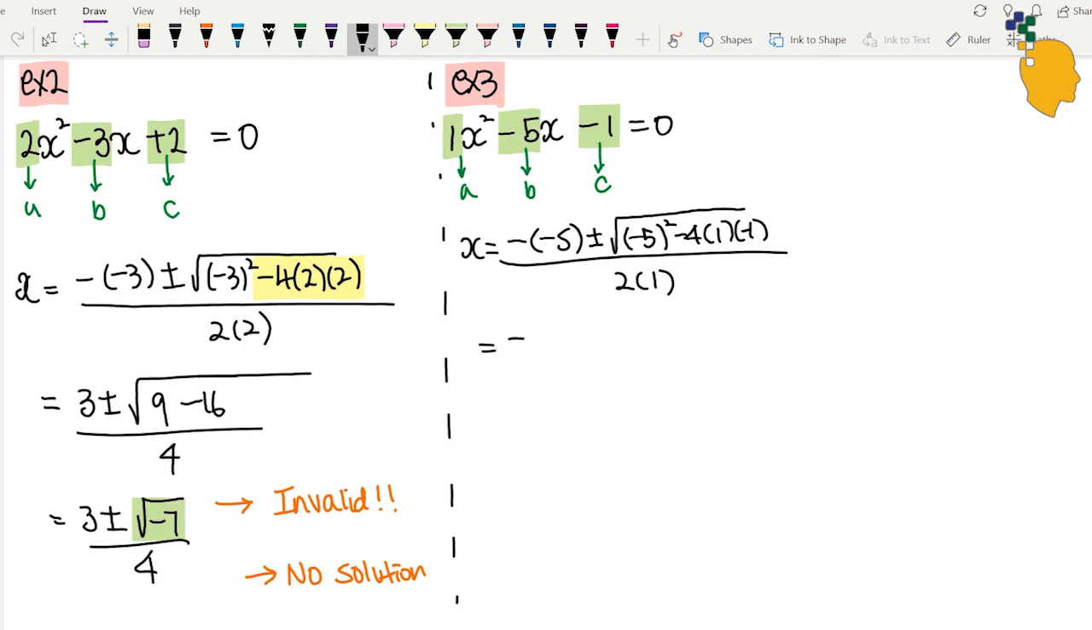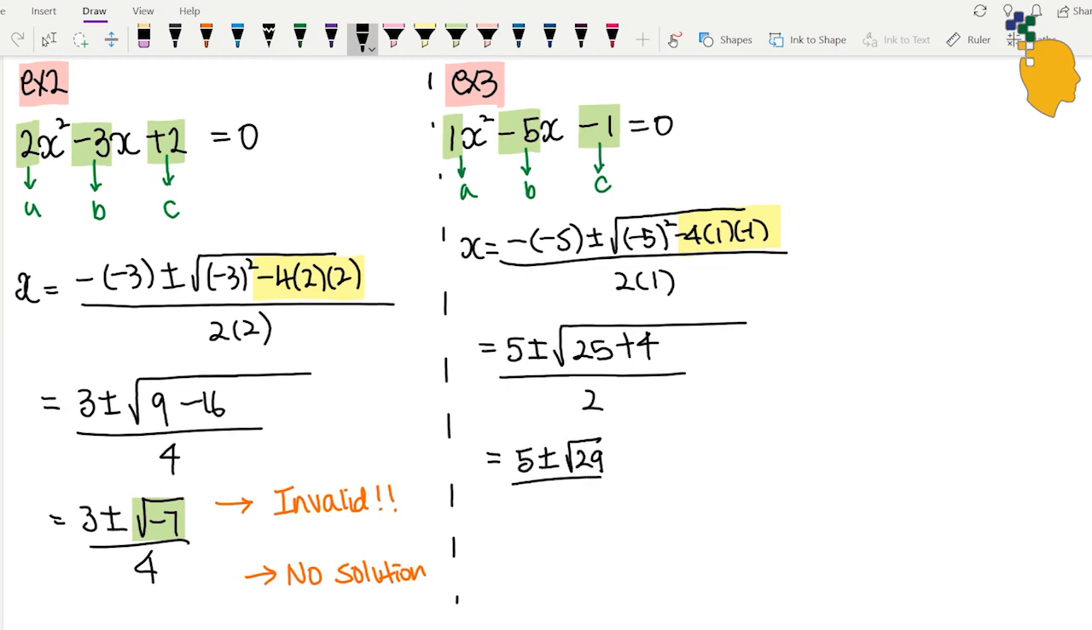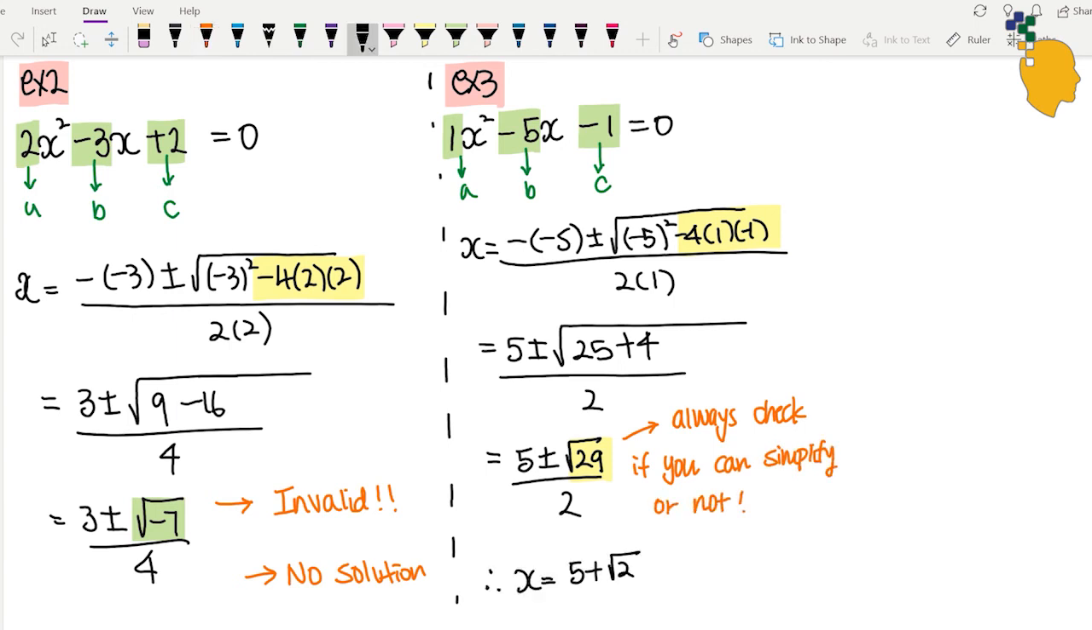So negative 5 becomes 5 plus minus root negative 5 squared is 25. Negative 4 times 1 times negative 1 is positive 4 over 2 times 1 is 2. If you work out inside the square root, it'll be 5 plus minus root 29 over 2. You always have to check if you can simplify this root or not, but in this case you can't. So you can leave your answer like this. Or you can separate this into two answers, 5 plus root 29 on 2 or 5 minus root 29 on 2.